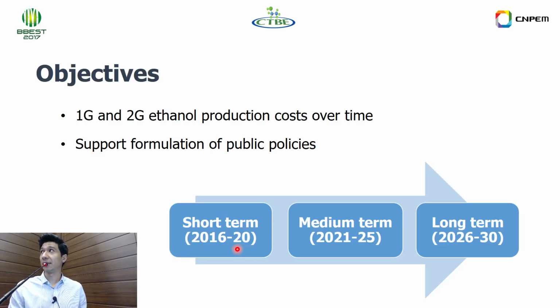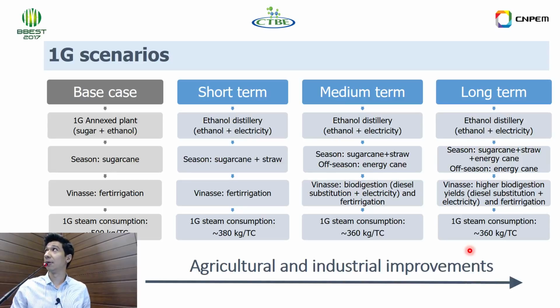So we basically divide in 3 main periods: short, medium, and long term, from 2016 to 2030. And the differences among the scenarios are in the assumptions, for sure. Okay, we have the base case that represents the current situation of some mills in Brazil. But in the blue boxes, we have the first generation scenarios and how they would evolve over time from short to long term. Basically, we're always producing ethanol and electricity.